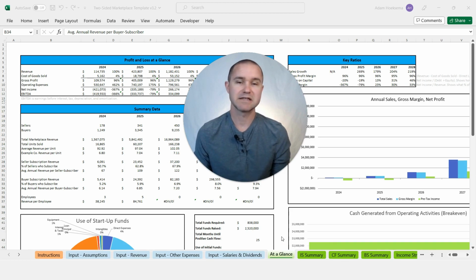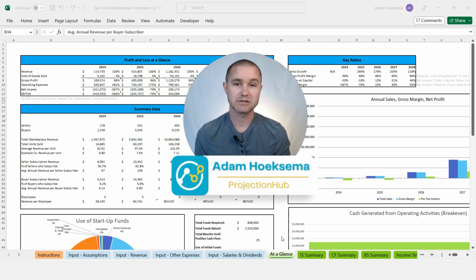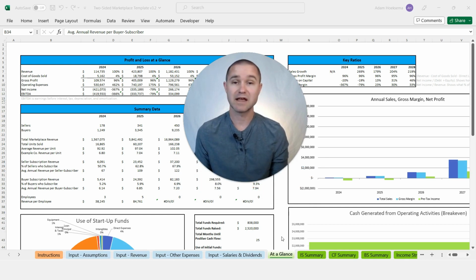Before I dive into the template, just a little bit of background. My name's Adam Hoeksema. I'm the co-founder of ProjectionHub. And over the last decade, we've helped over 50,000 entrepreneurs create financial projections for potential investors and lenders. And today, I'm specifically focused on this marketplace business model template that we've put together.